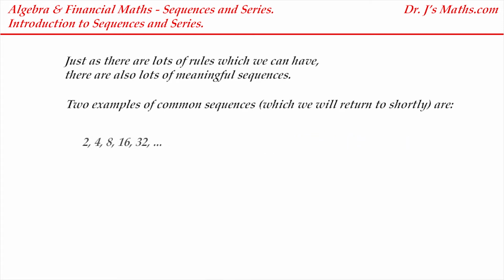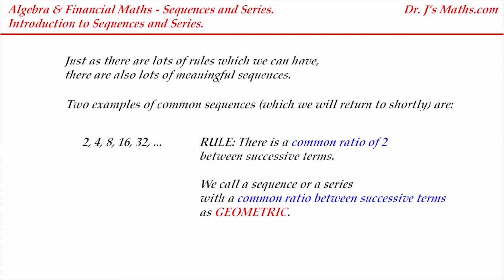But if we have the sequence 2, 4, 8, 16, 32, then our rule here is that there is a common ratio of 2 between successive terms. 2 times 2 is 4, and so 2 times 16 is 32, and so forth. We call a sequence or a series with a common ratio between successive terms a geometric sequence or series.